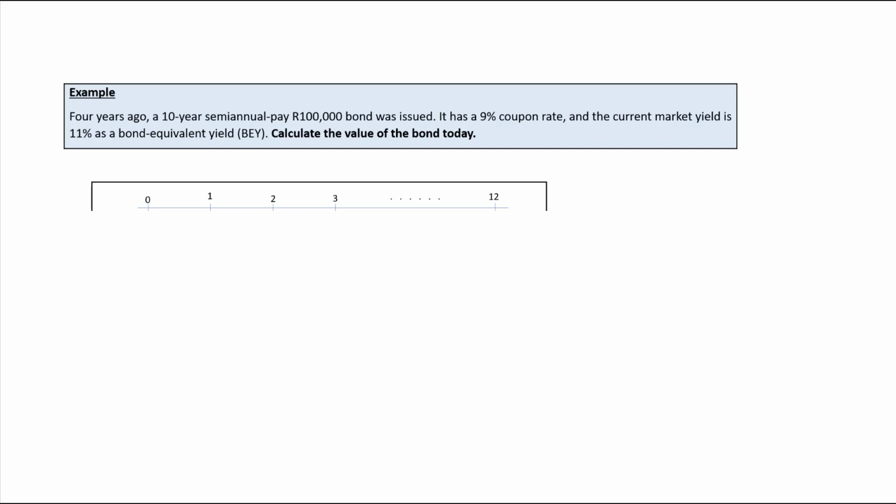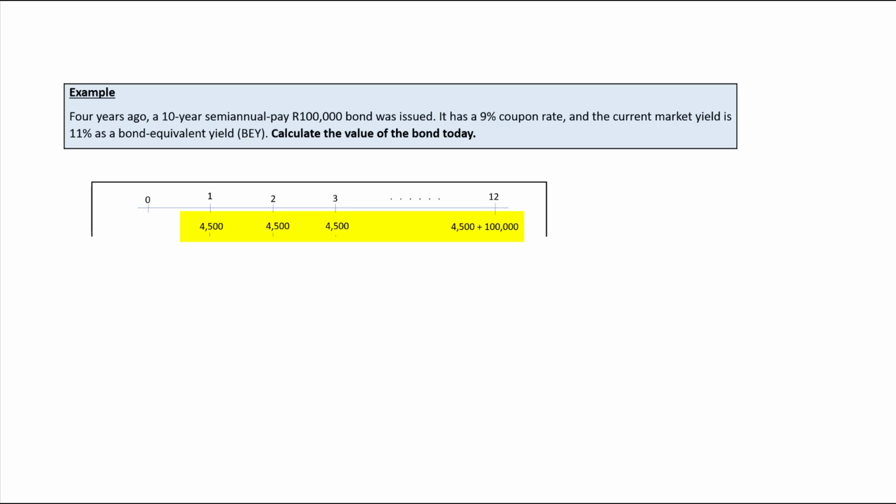This time, the bond is semi-annual pay, so you know that the notches on your timeline will be 6 months apart. In order to determine the maturity date, you note that the bond had 10 years to maturity when originally issued. However, 4 years have since passed, so the bond is 6 years, or more specifically 12 6-month periods away from maturity. Also, because the bond is semi-annual pay, you know that the annual coupon is divided into 2, such that each coupon amount will be 9% times the 100,000 Rand face value times 1/2, which is 4,500 Rand.